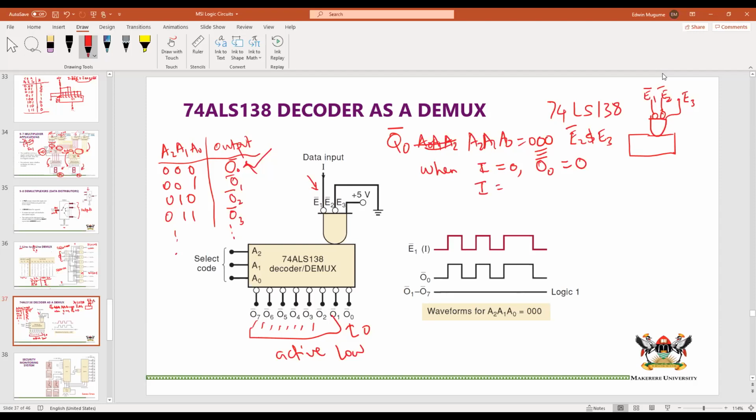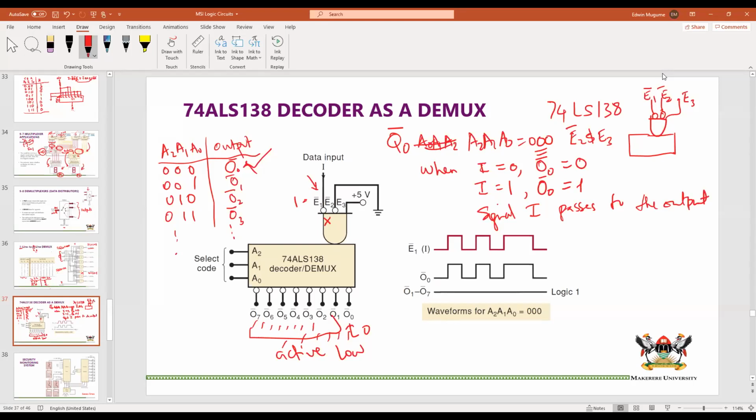If I is 1, that means E1 is equal to 1. Then the decoder is disabled, and when it is disabled, all of these will generate a 1. That means that all of those outputs will give a 1, so the output is actually 1. That means that the signal I is passed to the output.